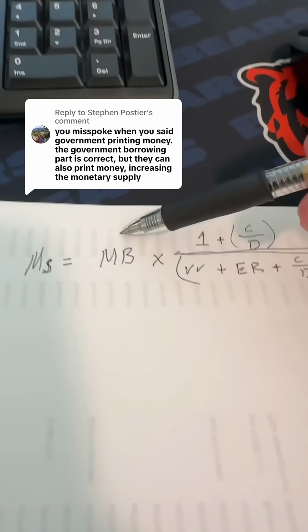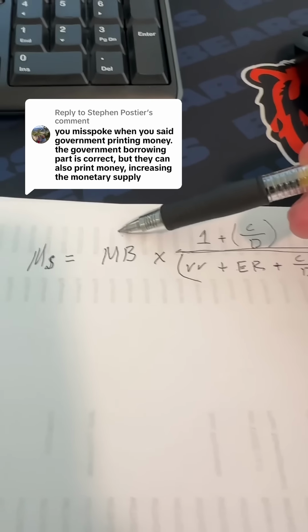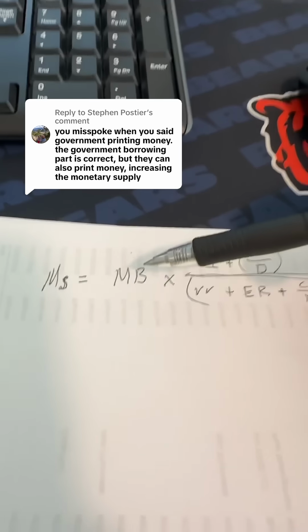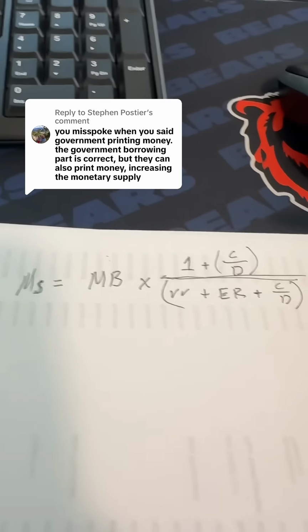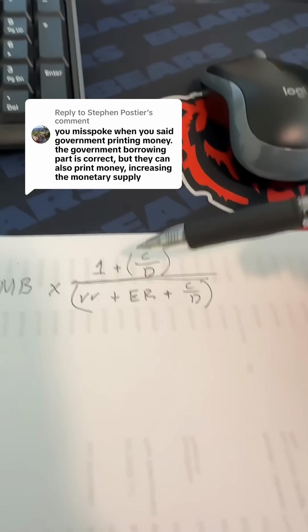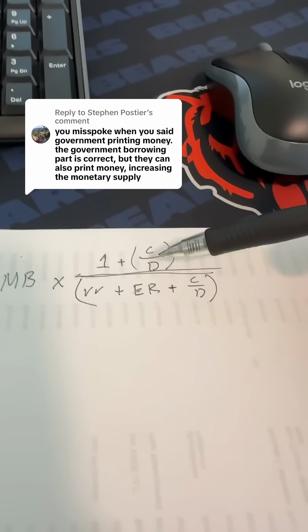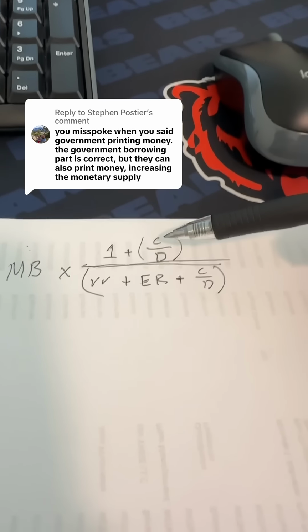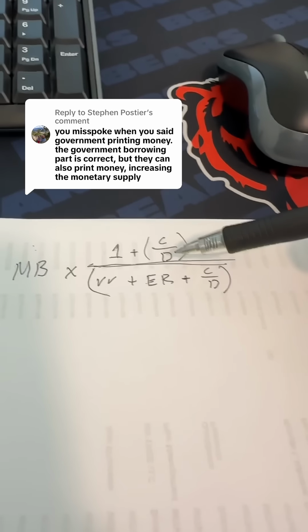So the monetary base is the Federal Reserve's balance sheet. If they increase their balance sheet, it's going to increase the money supply in the economy and vice versa. And then the money multiplier is 1 plus the currency to deposit ratio, which we control as individuals and people. How much money do you have in your pocket versus how much do you have deposited in the bank?